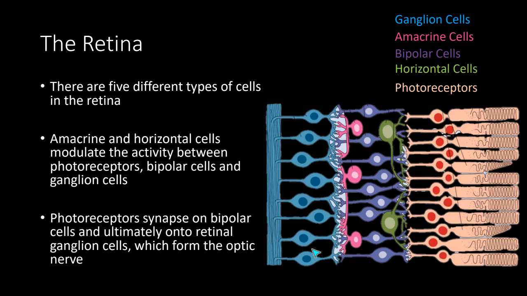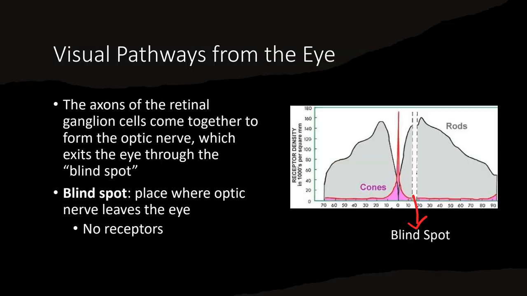So what this means for our blind spot is that where these axons come back around, it pushes the photoreceptors off to the side. And that means that there is a part on our retina that does not contain any photoreceptors. And that is what this right here is. It's called the blind spot. So where those axons of the retinal ganglion cells come together and form the optic nerve, this is where these axons exit the eye. They do it through the blind spot. So the blind spot is the place where the optic nerve leaves the eye, and there are no photoreceptors there.